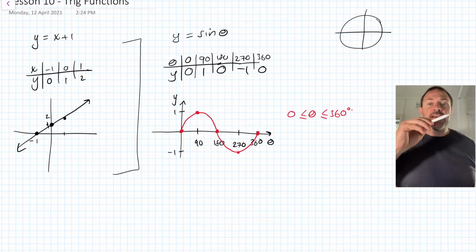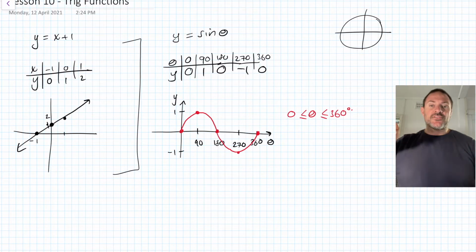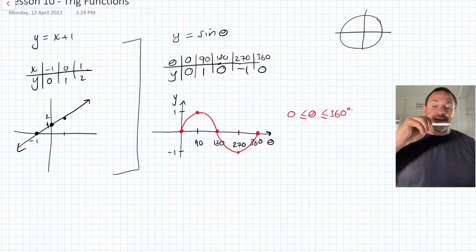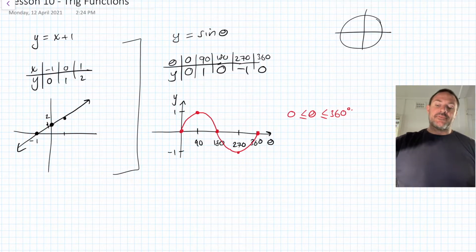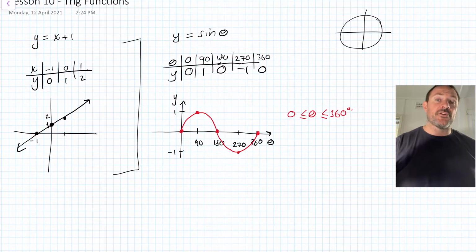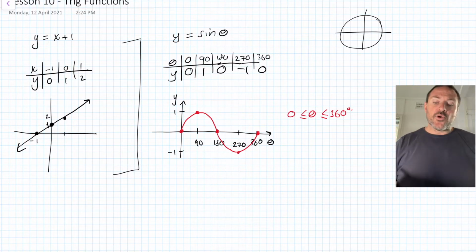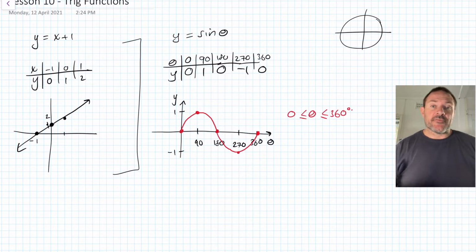So you can see the sine wave looks like that. Noticing it starts at 0, it goes up to 1, back to 0, down to -1, up to 0 again. Now, we're looking at 3 different types of graphs, right? We're looking at sine, cos, and tan.